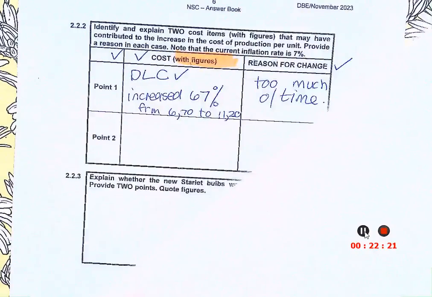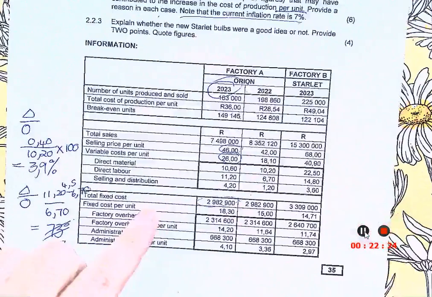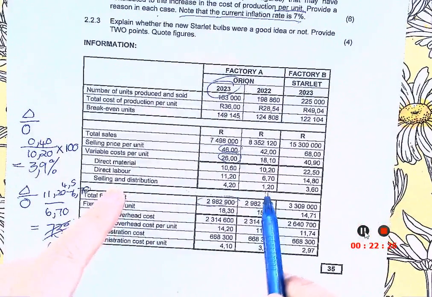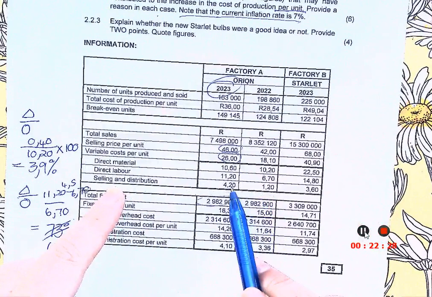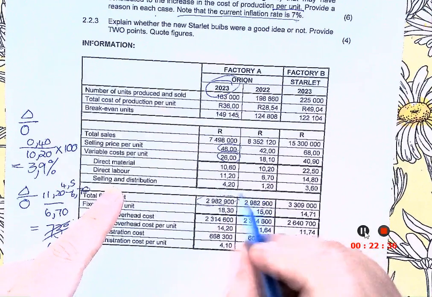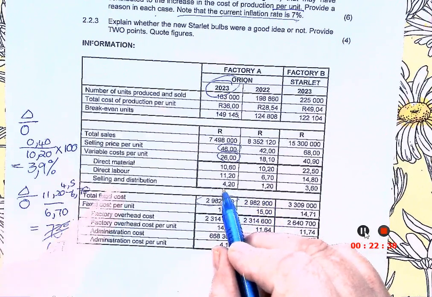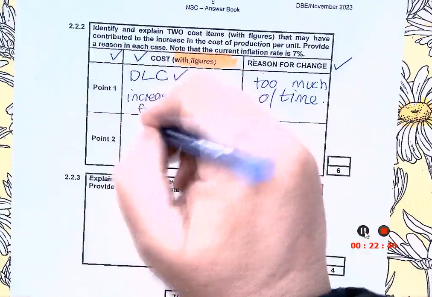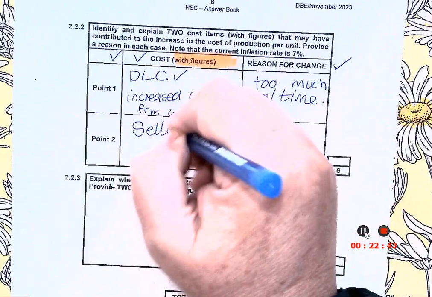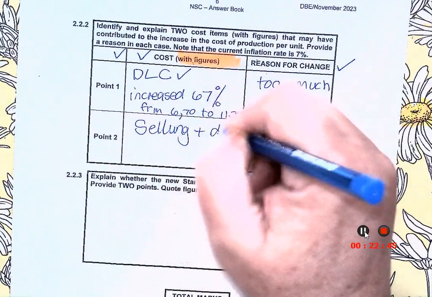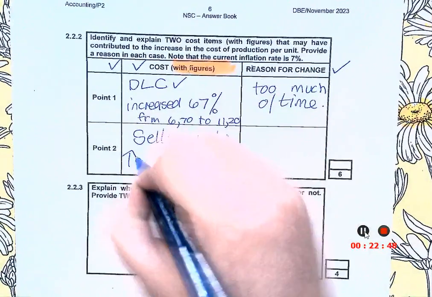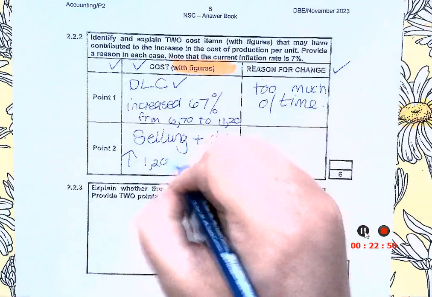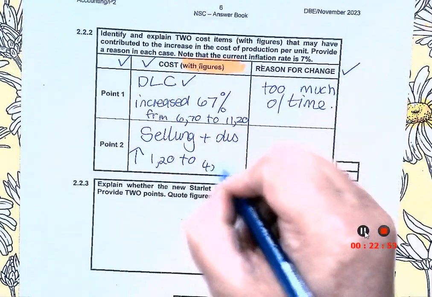So if I look here at selling and distribution, it's more than 100%. Can you see this is more than 100%? You can immediately see it, Heathen, because look at that. It's more than double. So you're definitely going to say selling and distribution. Okay. Increased from 1 Rand 20 to 4 Rand 20. So what could have led to that?